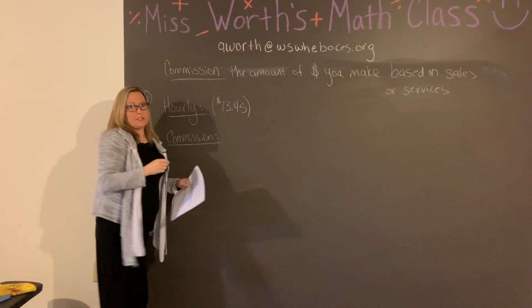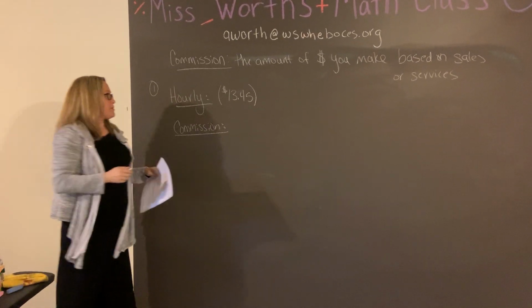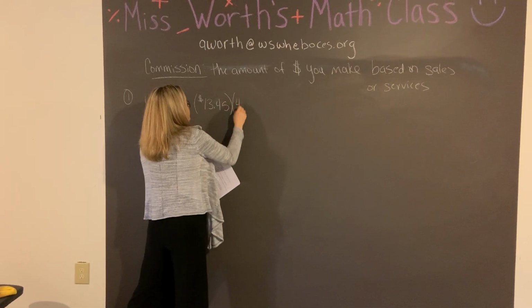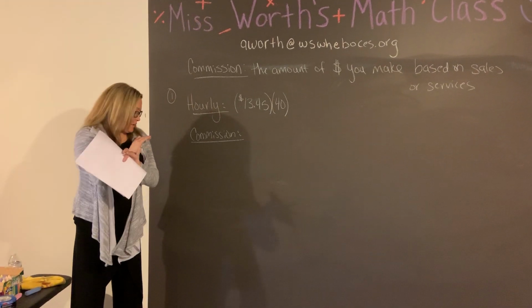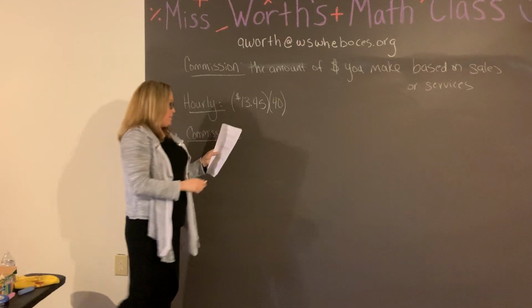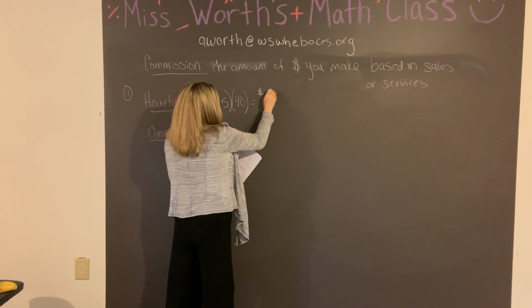And again, we did this last week, so you should know how to do hourly. $13.45 an hour times how many hours did he work? He worked 40. Okay? That is his hourly pay that he's guaranteed no matter what. When I multiply this to those, I got $538 exactly.